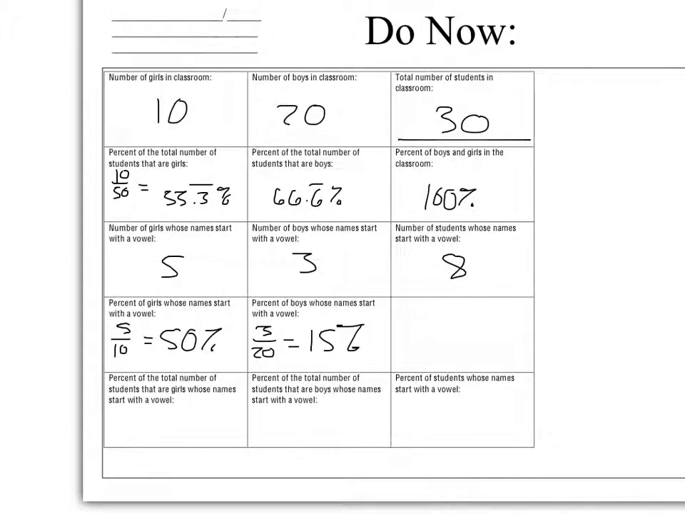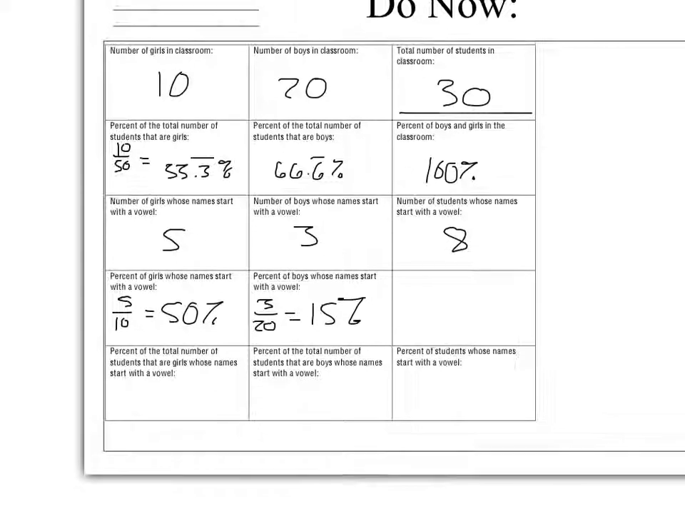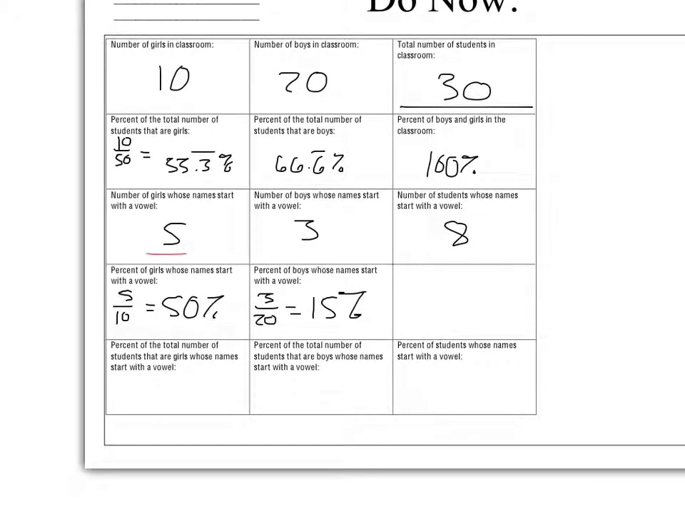Percent of the total number of students that are girls whose names start with a vowel. Okay, so girls who start with a vowel, that's 5. Of the total number of students is 30. 5 out of 30, that's going to be 16.6 repeating percent. Percent of the total of students who are boys that start with a vowel, so that's 3 boys that start with a vowel. The total number of students is 30, is going to be 1/10 or 10%.